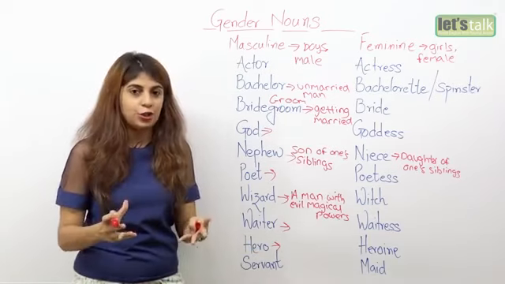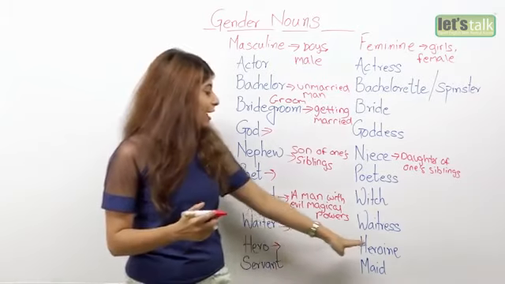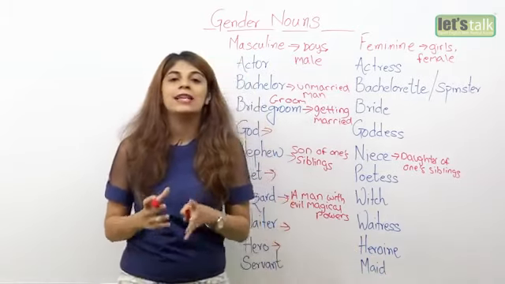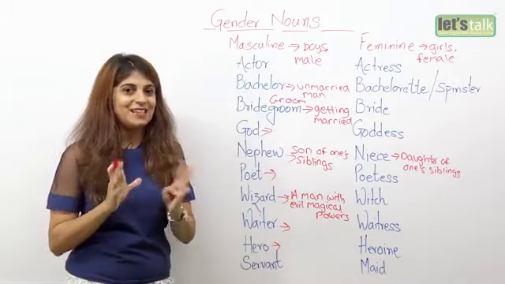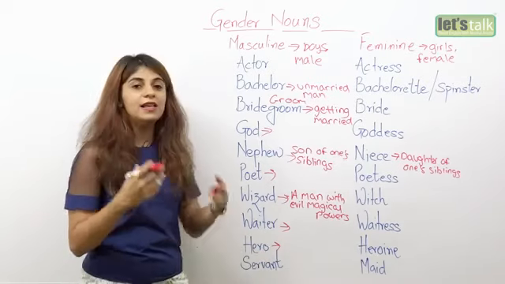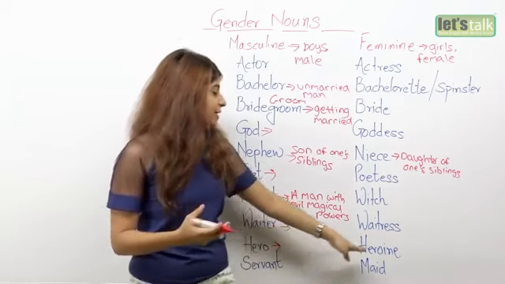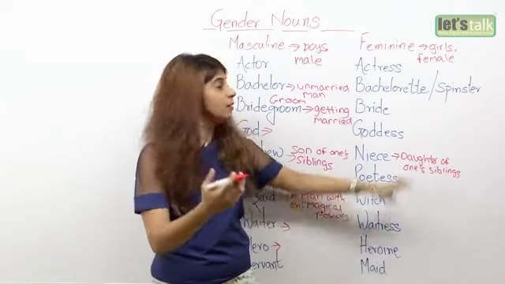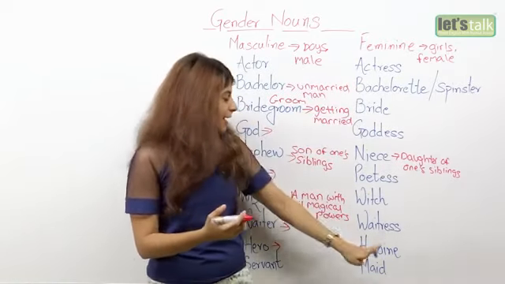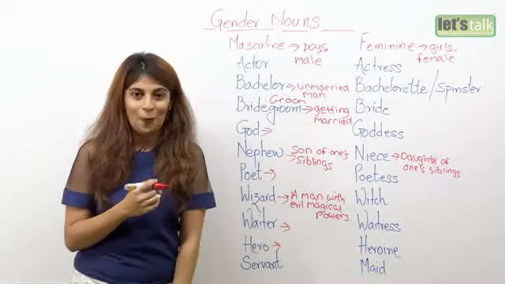So the male actor is hero, whereas the female is called heroine. Okay, so you got that difference? Hero is a male actor, whereas the female actress, like we learned here, is called heroine.